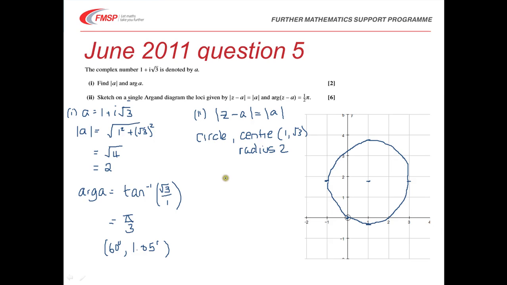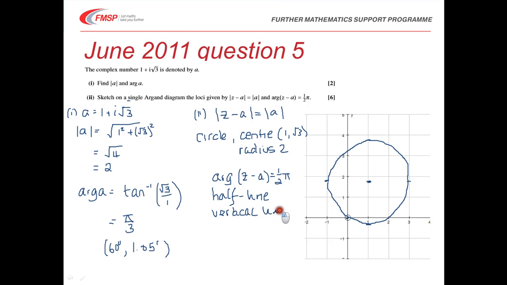And then the second part of that question asks us to draw the loci represented by arg of z minus a is equal to a half pi. So hopefully we remember that a half pi is 90 degrees. So basically what we're going to be looking for is a half line. It's going to start at this point again, 1 root 3, and it's going to make an angle of pi over 2 with the horizontal, with the real axis. So it is going to be a vertical line.